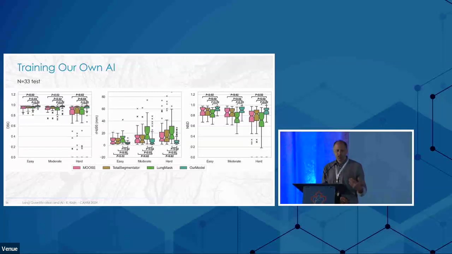So same figure you saw before, we added to it our model in blue. And really the take home message is that you can see that once we've trained our model using data that represents our institution, we got better performance than any of those other models. You can see that for the easy and the moderate, the impact is not that significant. But if you look at the hard cases, we did much, much better than the other software.